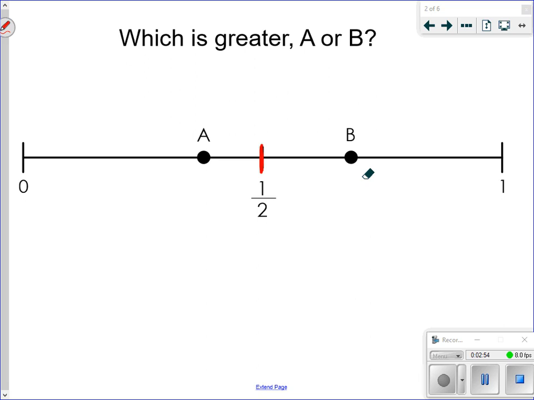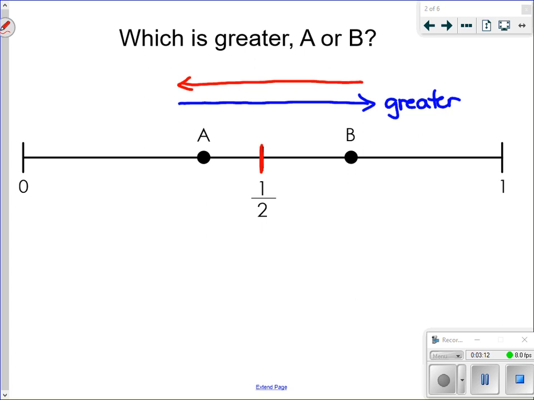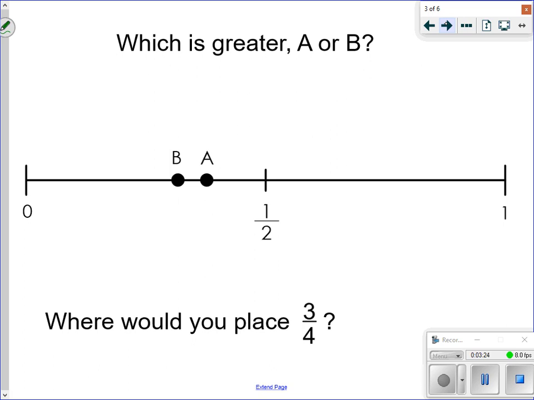So back to our question, which would be greater, A or B? Well, look at which one is further right. As we go further right on the number line, numbers are getting greater, right? And as we go further left on the number line, numbers are getting smaller. So which one is greater, A or B? Obviously B is greater. It's further right of A. What about on this number line? Again, this number line is showing us where the halfway point is, but which number is greater? Well, which number is further to the right? A. So A is greater than B.